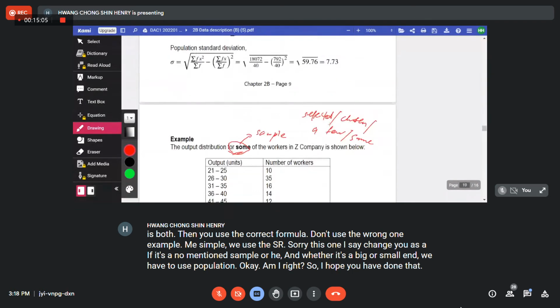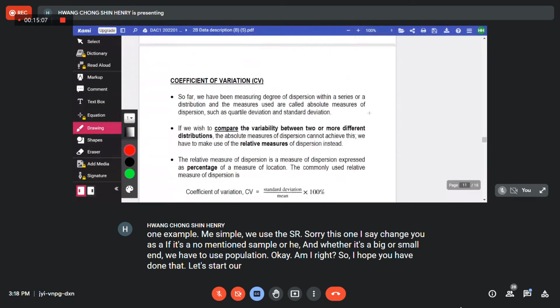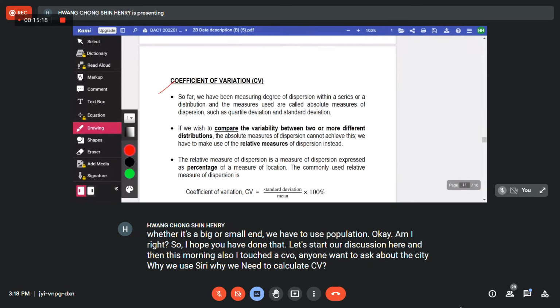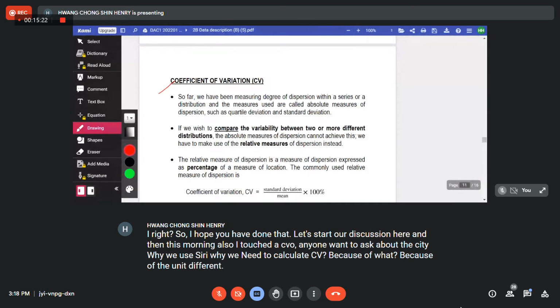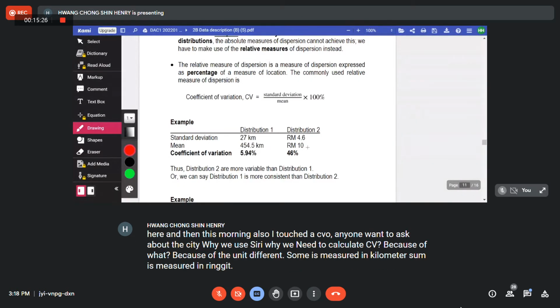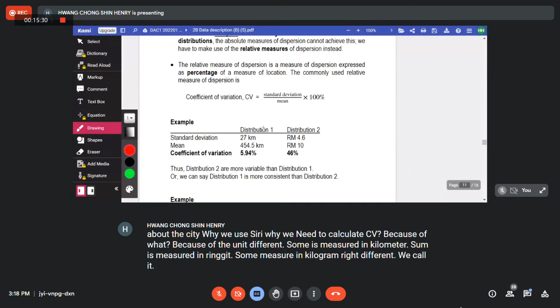So I hope you have done that. Let's start our discussion here. And then this morning also I touched on the CV. Does anyone want to ask about the CV? Why do we use CV? Why do we need to calculate CV? Because the units are different. Some are measured in kilometer, some in ringgit, some in kilogram, right? Different, we call it different data sets.